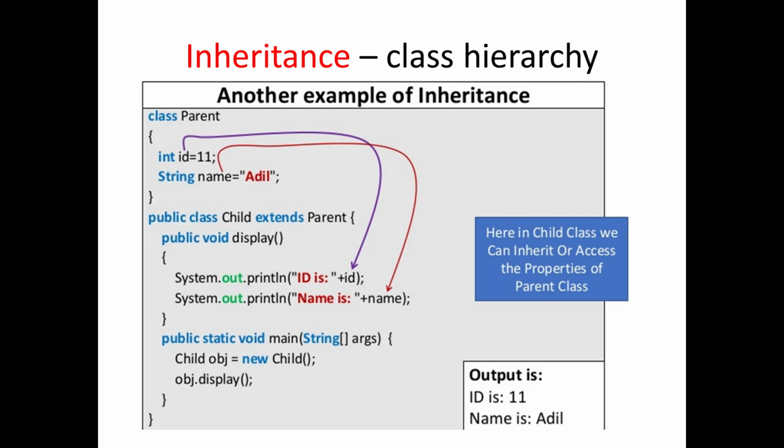In the main function, the object is created for the child class. So obj is the child class object. Using this obj, the display method is called. This method will display the value of id and the value of name. So the output is id is 11 and name is Adil. According to single inheritance, using a child class object, we can access the properties of the parent class.